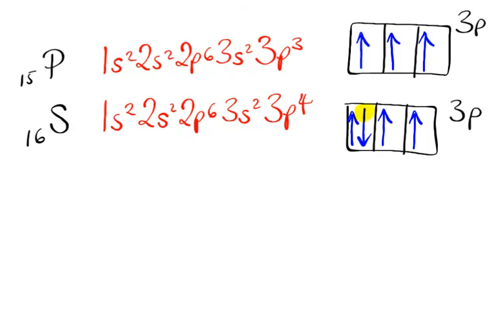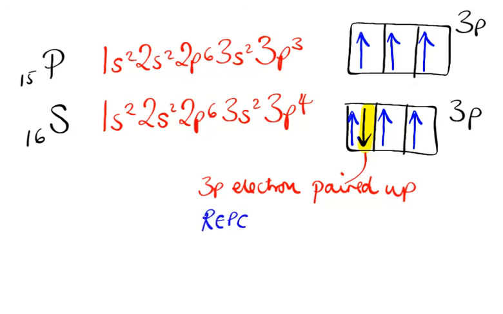So this additional 3p electron, which is pairing up, we'll find some repulsion from being paired up, and this means that it's a little bit easier to remove, and therefore the ionisation energy is a little bit lower than expected.